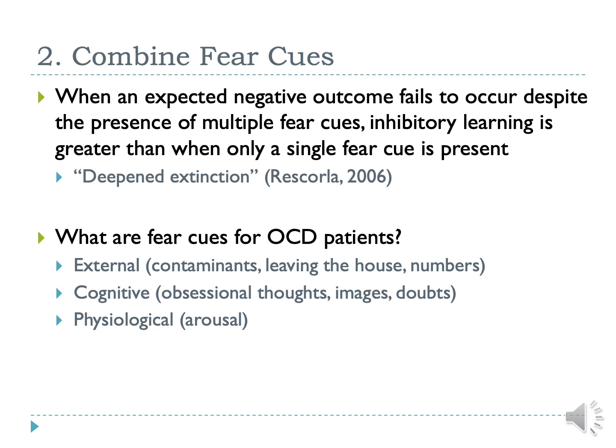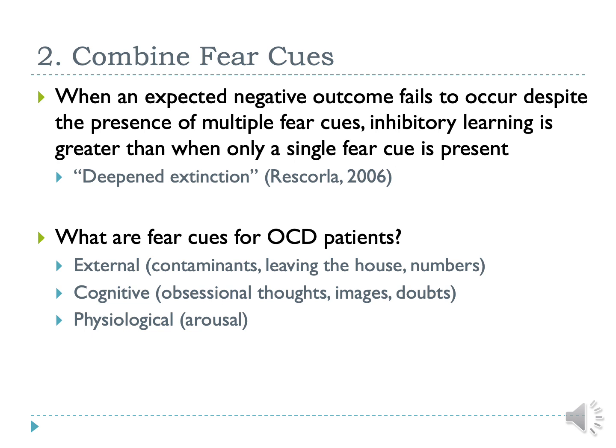Another thing that we can do practically is to combine fear cues. If you're a good exposure therapist, maybe you're doing this already, but you might not think about it this way. Robert Rescorla came up with this term deepened extinction, which is the idea that when an expected negative outcome fails to occur despite the presence of multiple fear cues, the person's going to learn safety more strongly than when it's just a single fear cue present.